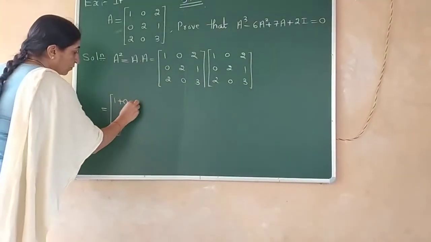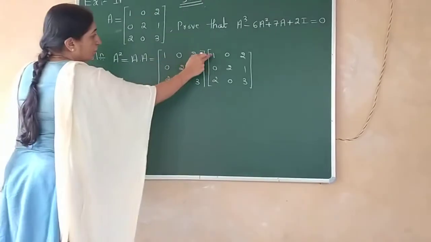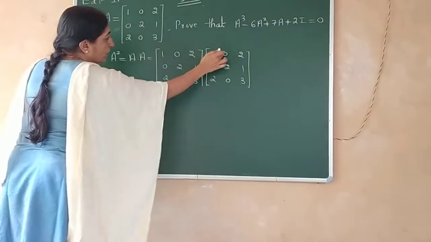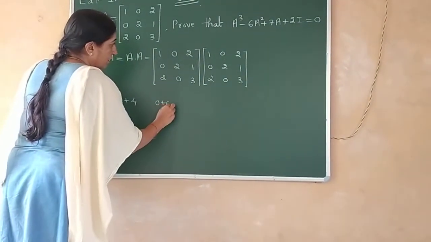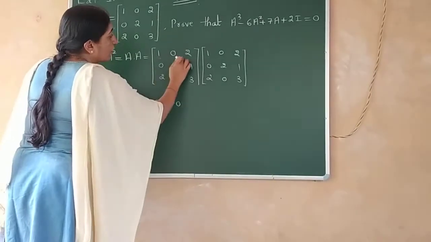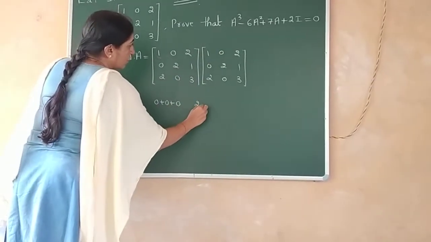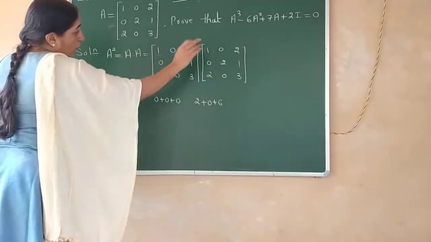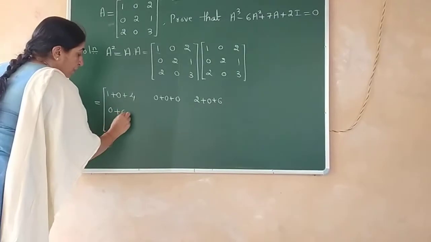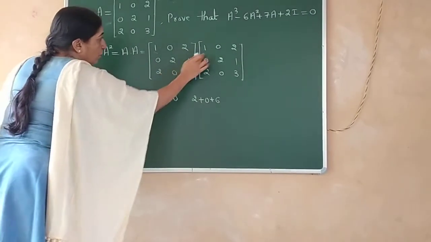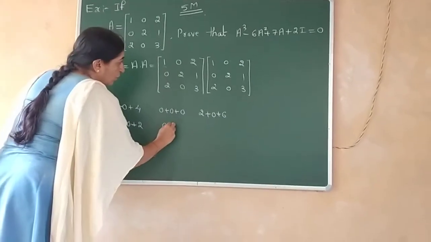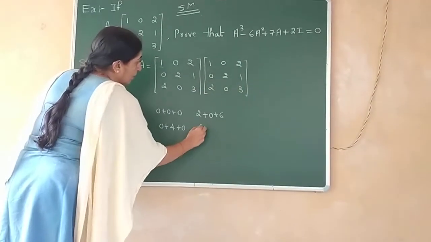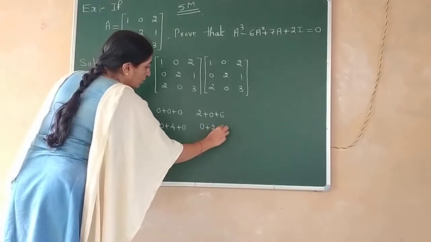1 plus 0 plus 4. Understood? First into first, second into second, third into third. After that leave some place. First row with second column: 0 plus 0 plus 0. Then first row with third column: 2 plus 0 plus 6. Similarly write down the second row with all the columns: 0 plus 0 plus 2. Second row with second column: 0 plus 4 plus 0. Then second row with third column: 0 plus 2 plus 3.